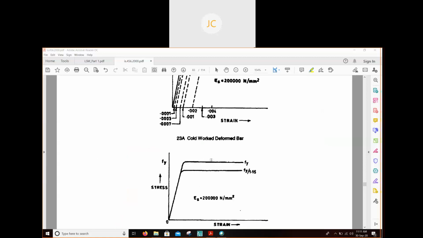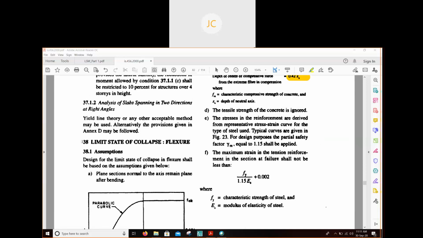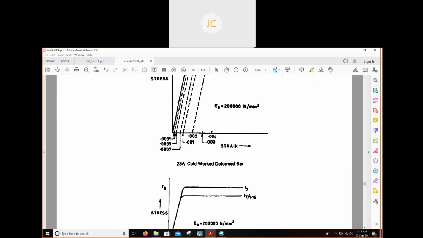Clause number 38. I am telling you again and again, this clause number is very important. Throughout the semester, we have to use this clause. So all of you, please remember this clause number 38. Almost for every problem, we have to use this clause number. So we have got the values of XU by D.